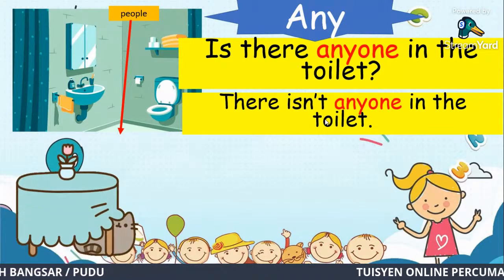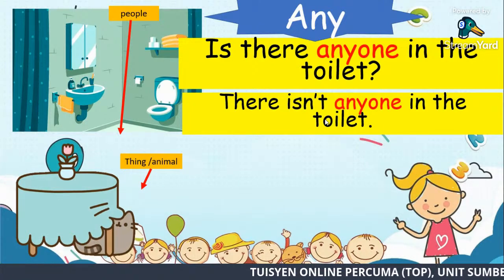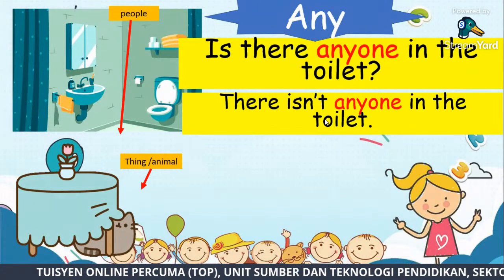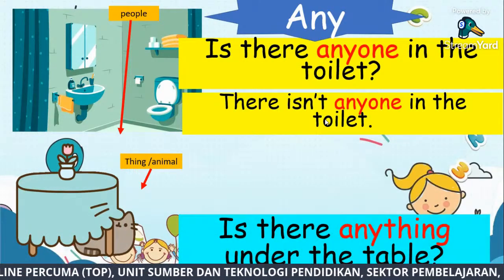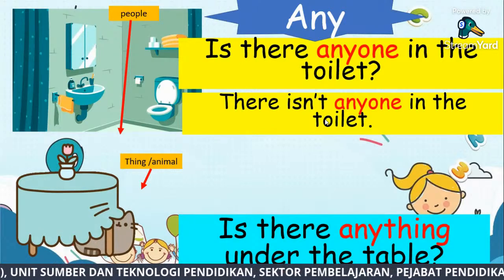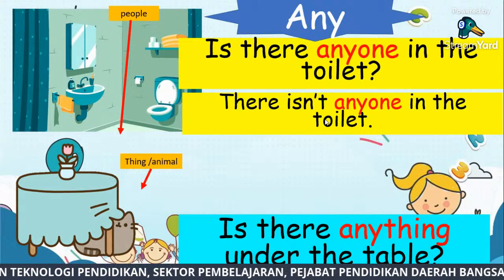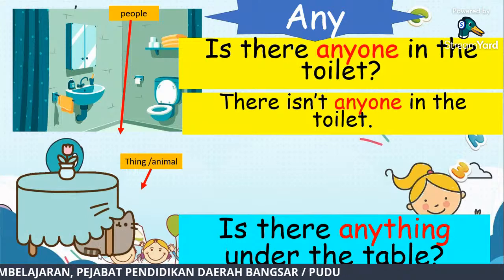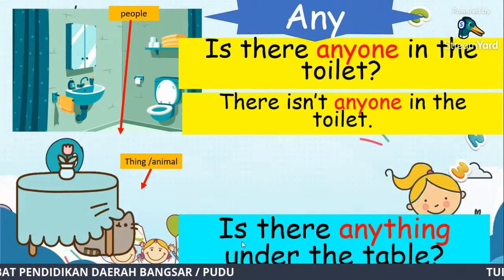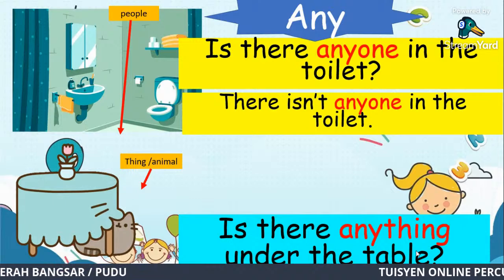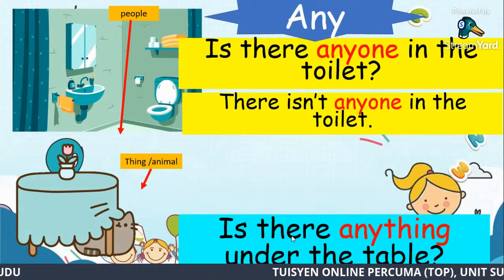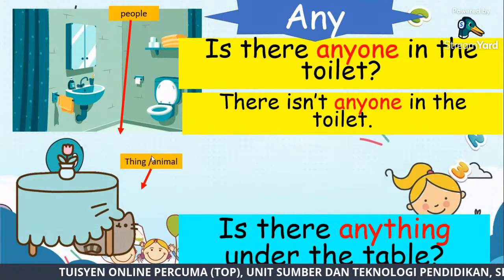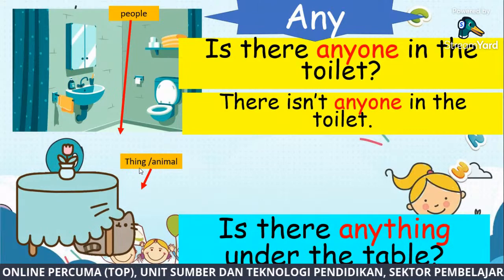Now, when you want to talk about an animal or a thing, so you can see something is there, right? So how are you going to ask, is there anything under the table? We never know what is under the table. So how are you going to ask that? Is there anything? That's how you will be using any. And why do we use thing? Because it's referring to a thing or an animal.